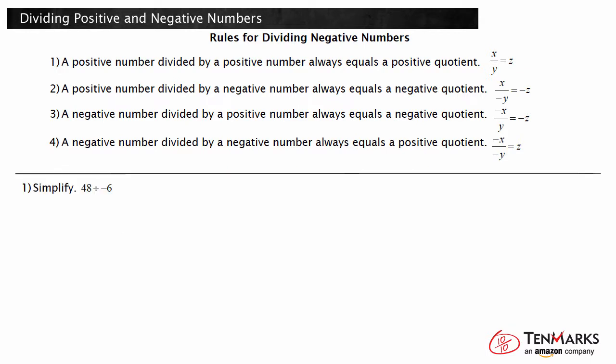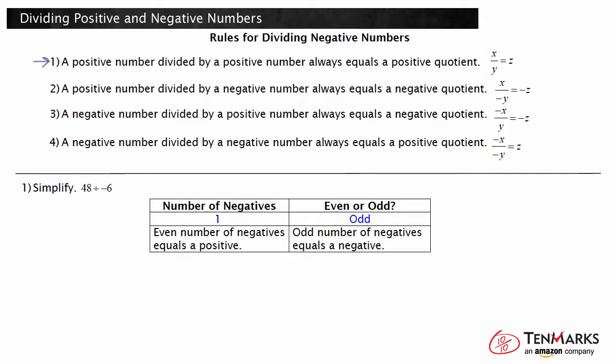48 divided by negative 6. How can you solve this problem? Think about what we know about dividing negative numbers. This is a positive number divided by a negative number. Count how many positive numbers you have and how many negative numbers. There's one positive number and one negative number. When there's an odd number of negatives, the solution is negative. You can solve the division problem as we normally would, and we know the quotient will be negative. 48 divided by negative 6 equals negative 8.